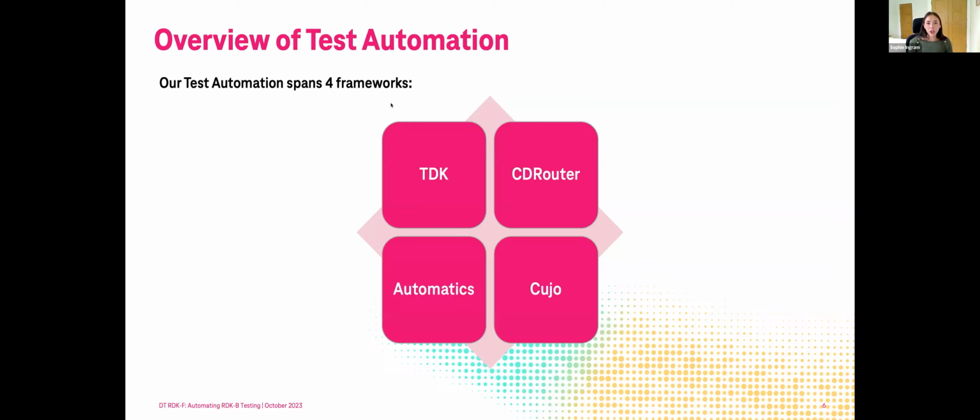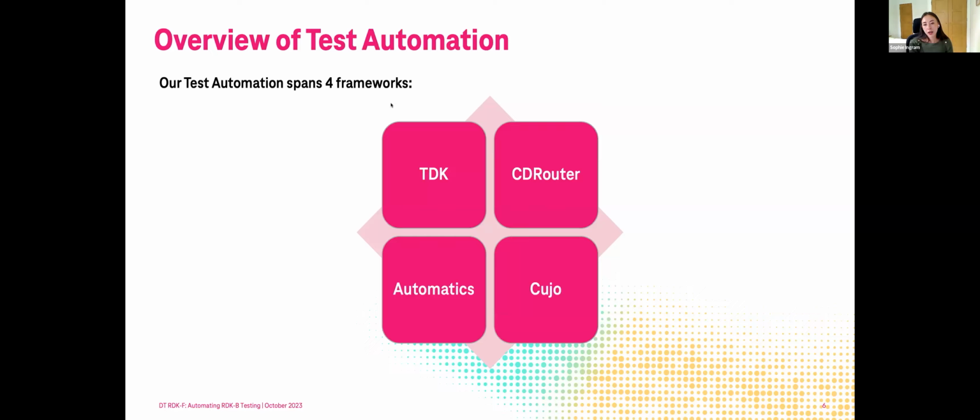If I talk a little bit about our test automation, our test automation spans 4 different frameworks. So if I start with TDK, for those that aren't aware, TDK and I'll consider automatics in this as well, are both open source frameworks in which we have taken contributions from a central community and also contributed back as well. And they really help us to validate more of the low level areas of our code.